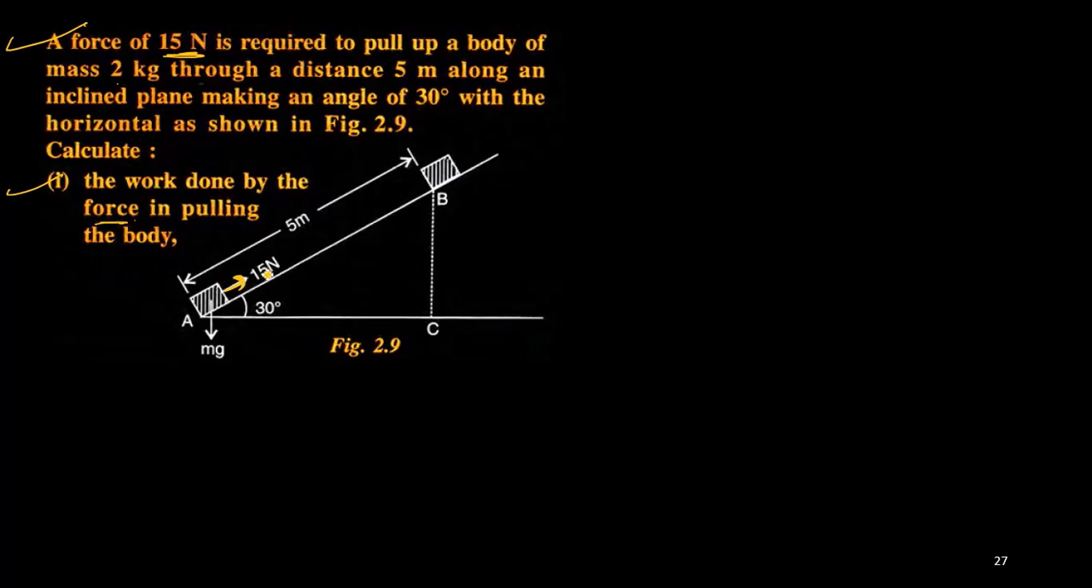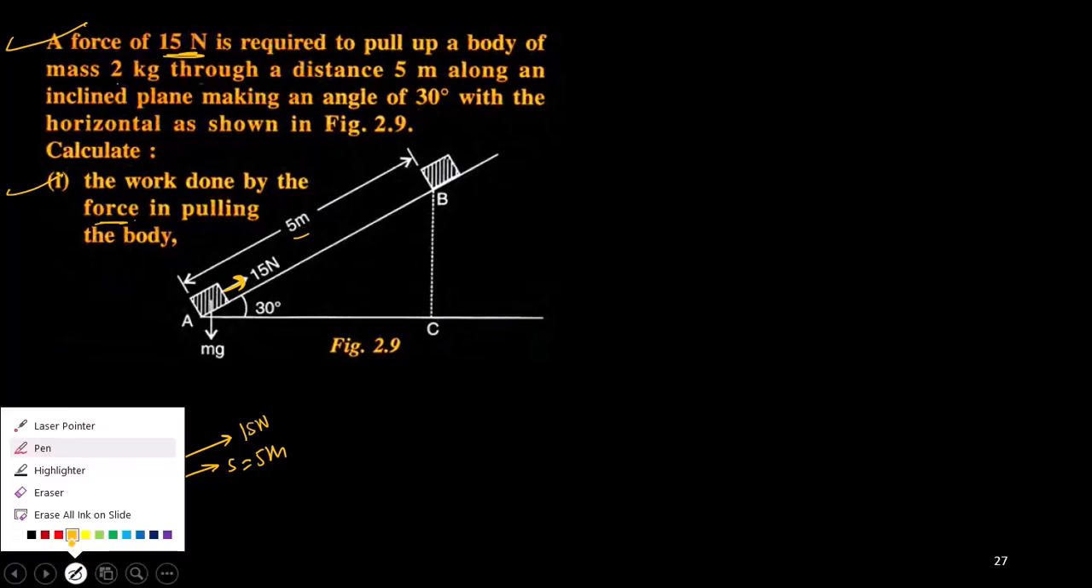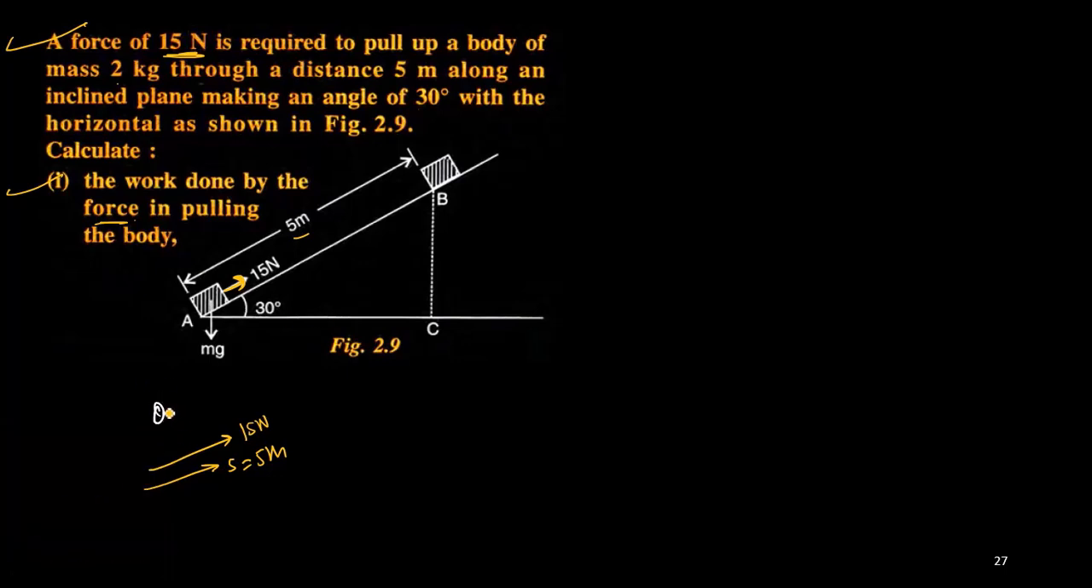For the 50 Newton force, what is the displacement? 5 meter. And what is the direction? It is equal to 0 degree, because both the force and the displacement of 5 meter are aligned with each other. That means in this situation, theta is 0 degree. So work done by the force should be equal to how much? 50 into 5, that is 250 Joule. Understood? So in the same situation, if I ask you to calculate the work done by the gravity force?